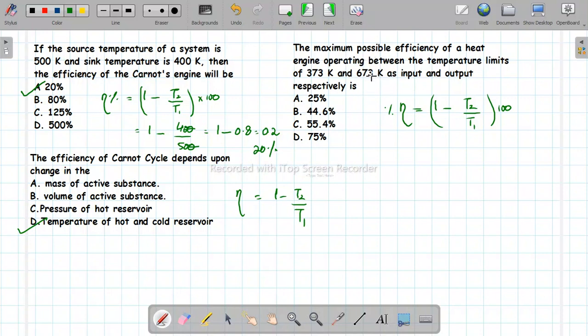So this greater temperature has to be the temperature of source. Let's write 673 here, and this smaller temperature has to be that of the sink. So we'll write 373 here and then multiply with 100. 373 over 673 gives you 0.554. Do not forget to subtract it and then you are to multiply it with 100.